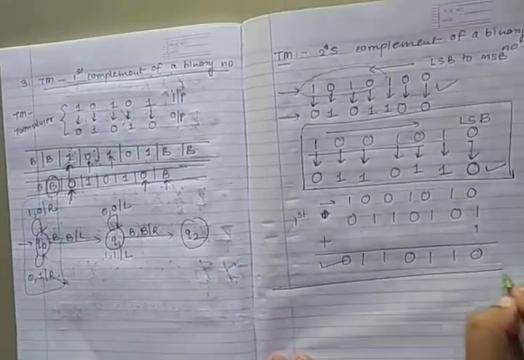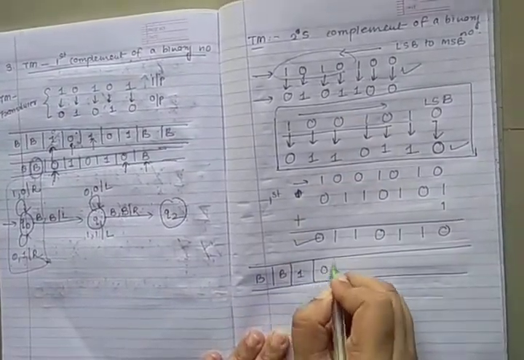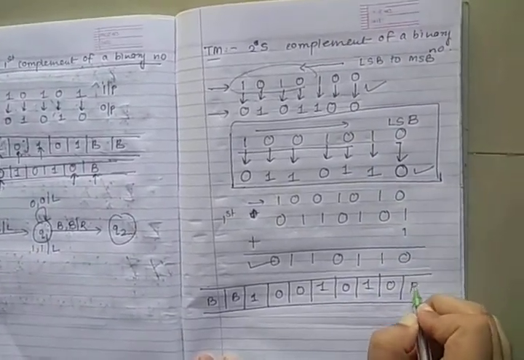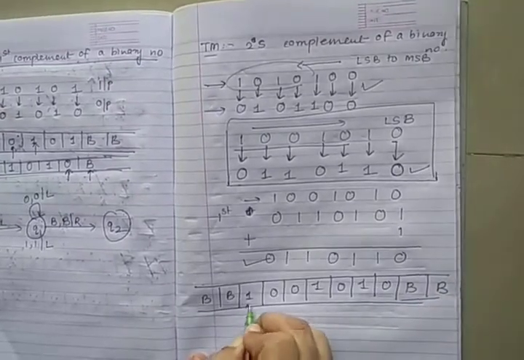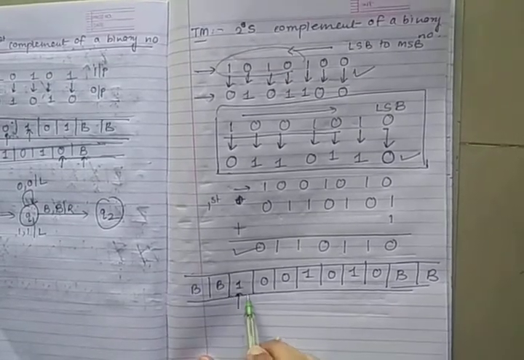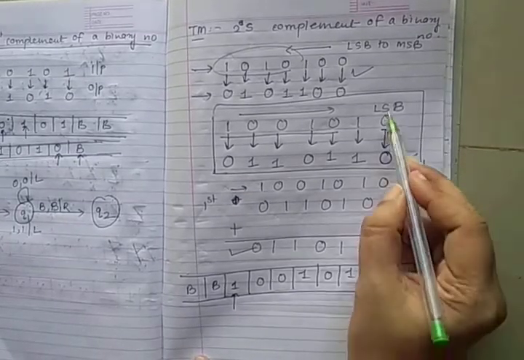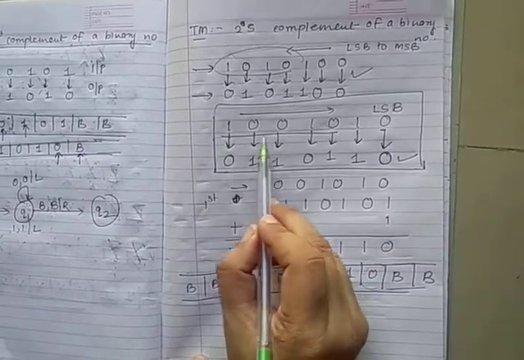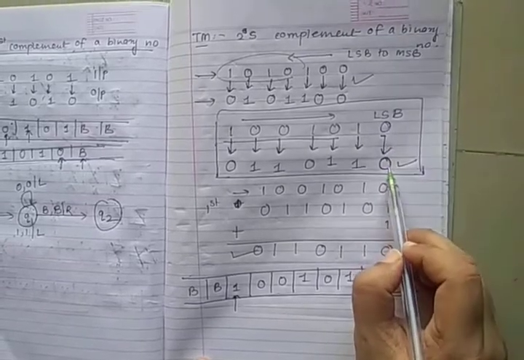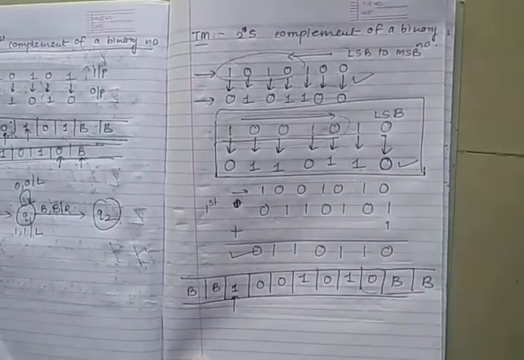Suppose some number is given to you. Say we take the same number 1 0 0 1 0 1 0 followed by a blank. Initially the read-write head is here. What is the first thing we have to do? We have to traverse the whole number until we reach the end, because the logic says we scan from the LSB: if there is 0, keep it as it is; the first one, keep it as it is; and whatever remaining numbers we have, alter them.